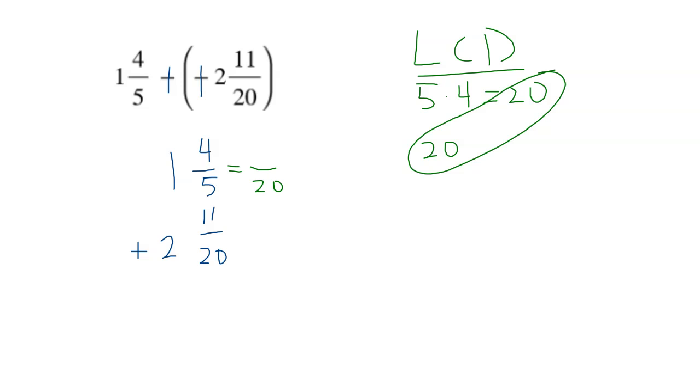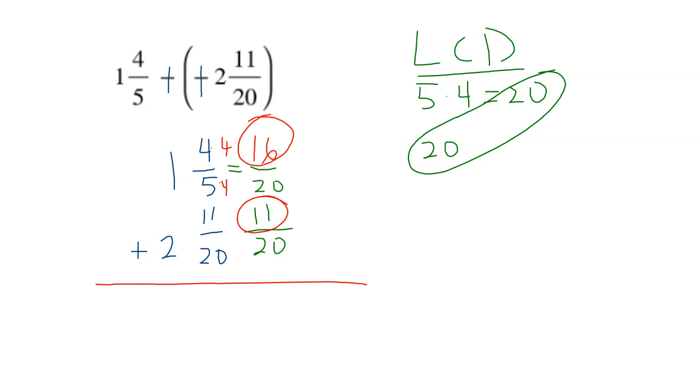And all I'm working with is the fraction part. I don't need to change the whole number part. So the bottom one will remain the same because it's already 20. So what do I do to 5? I multiply it by 4. And 4 times 4 is 16. So now I just add the fraction part, then I add the whole number part. So all I got to do is add numerators. 16 plus 11 is 27. I'm going to add the whole numbers. 1 plus 2 is 3.